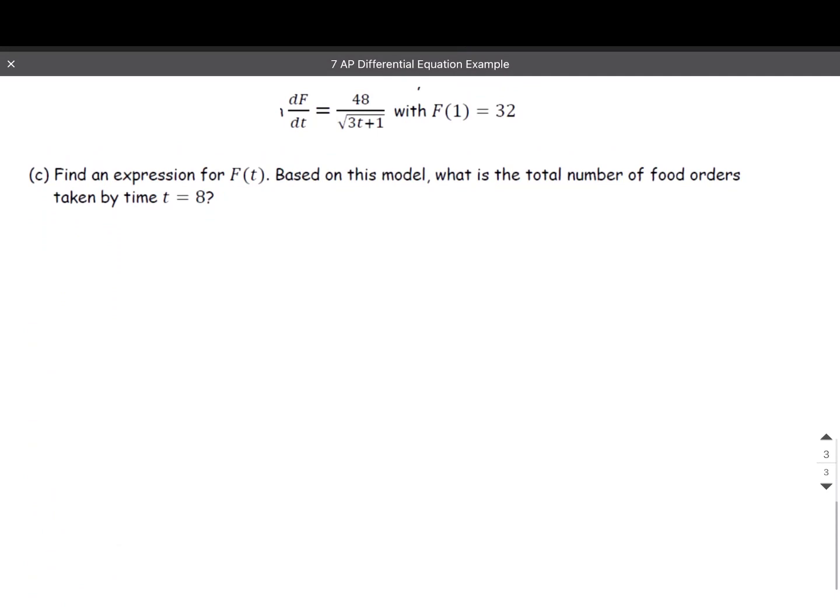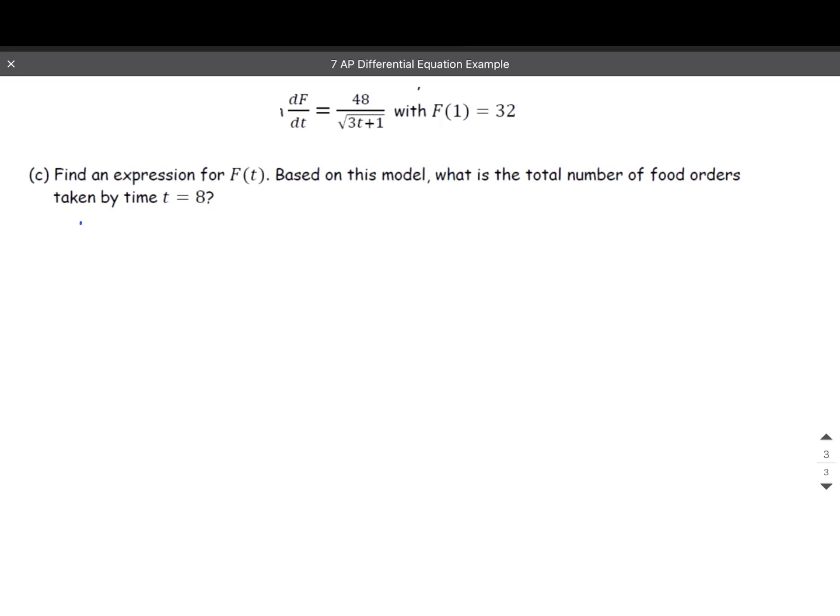Now we're going to find an expression for f of t. Based on this model, what is the total number of food orders taken by time 8? Okay, first thing, there's more than one way to do this problem. Since we're in the differential equations unit, I'll start with that method.